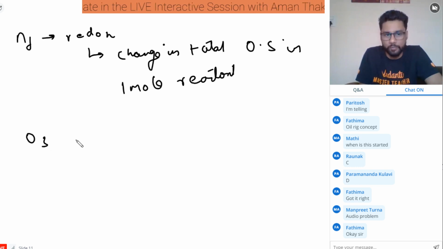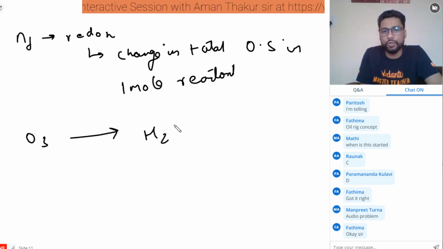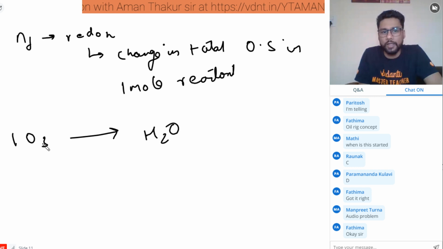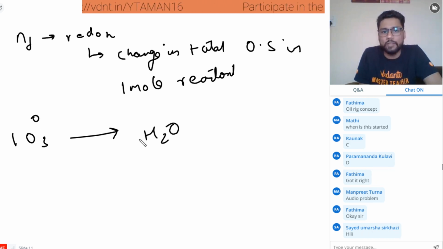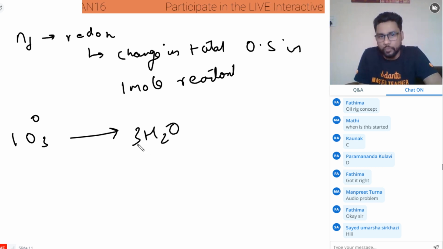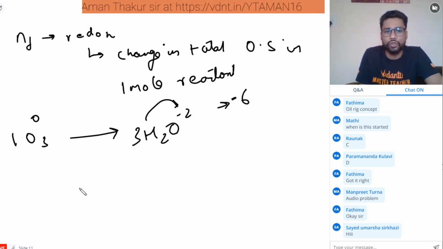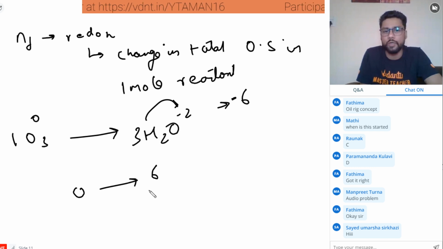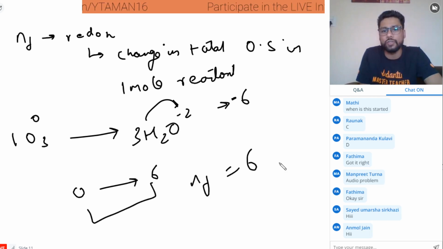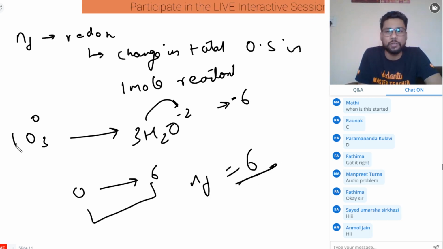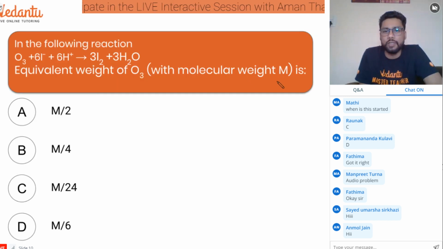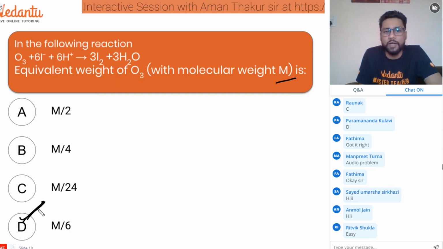Now you have O3. O3 is going to H2O. 1 mole contains 3 oxygen and all of the 3 are at 0. And to balance it out, you need 3 moles out here as well. So 3 moles, 1 oxygen has minus 2, so 3 oxygens have minus 6. So the change is from 0 to 6. So the n factor is 6. And the correct answer is, if the molecular mass is m, then the answer is m divided by 6.